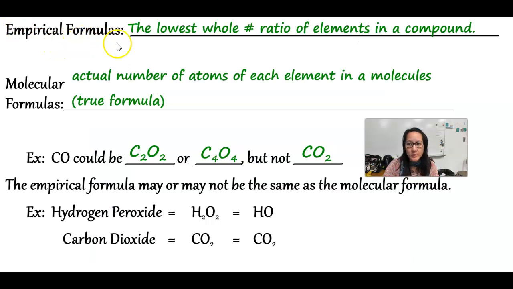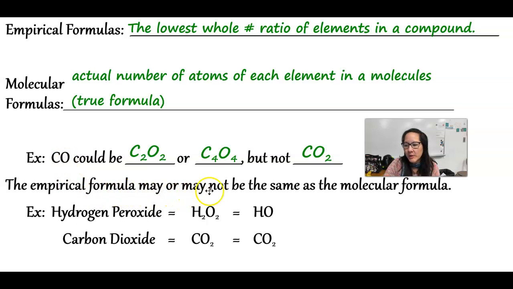We'll talk about empirical formulas, which are the lowest whole number ratio of elements in a compound. A molecular formula is the actual number of atoms of each element in a molecule, so it's known as the true formula. For example, if I had CO, carbon monoxide, as the empirical formula, that's 1 carbon, 1 oxygen, then a molecular formula could be double each of these atoms, C2O2, or quadruple each atom, C4O4, but you could not bump it up to CO2. In other words, the molecular formula should be able to be simplified down to the empirical formula.